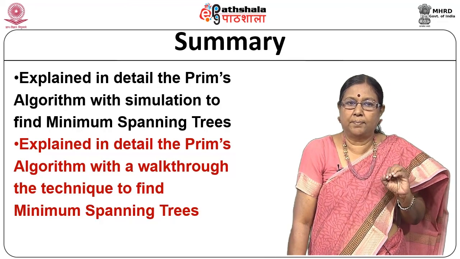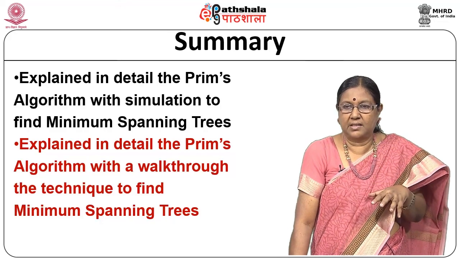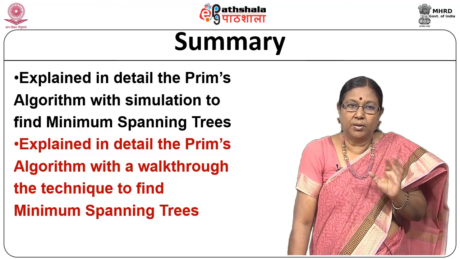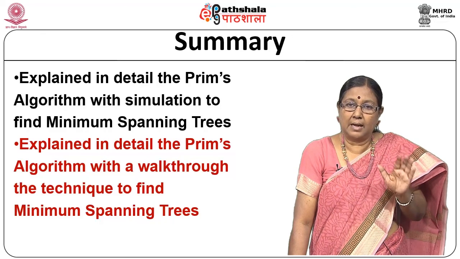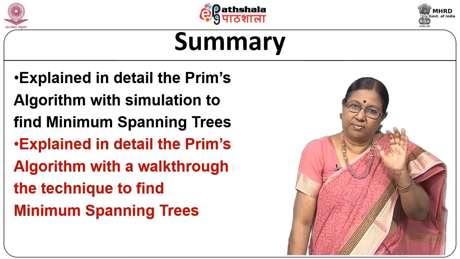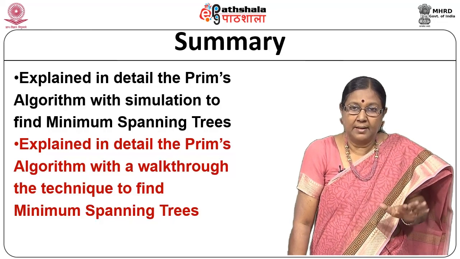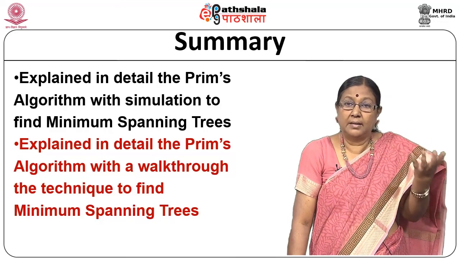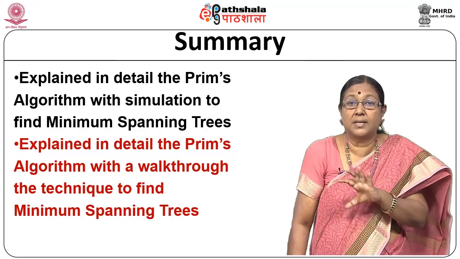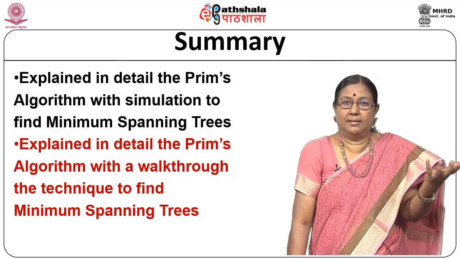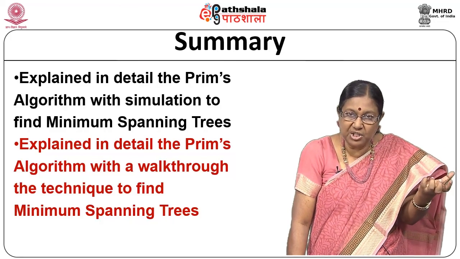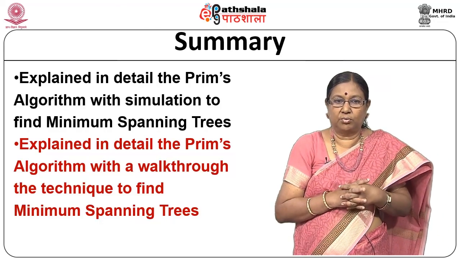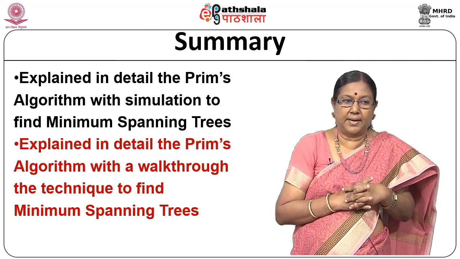In this module we have explained Prim's algorithm with a simulation to find the minimum spanning tree. We have tried to bring out the difference between Prim's algorithm and Kruskal's algorithm. Both algorithms give you the same minimum weight, both are trying to find the minimum spanning tree, but the approaches are completely different. One uses edges and one uses nodes. One needs to see the whole graph at once, while Prim's does not need to. In Kruskal you have to find whether a cycle is formed when you add an edge. Here that does not arise because you are not adding an edge, you are adding a node. We also explained Prim's algorithm with a walkthrough example, so that the technique of minimum spanning tree is understood.